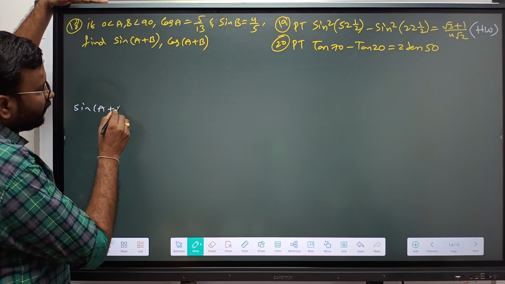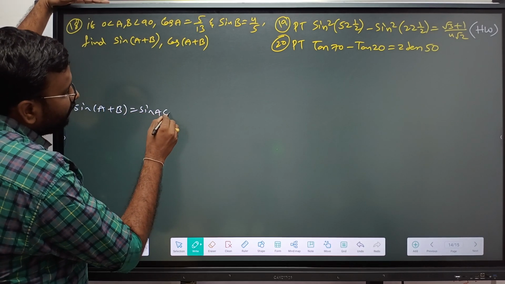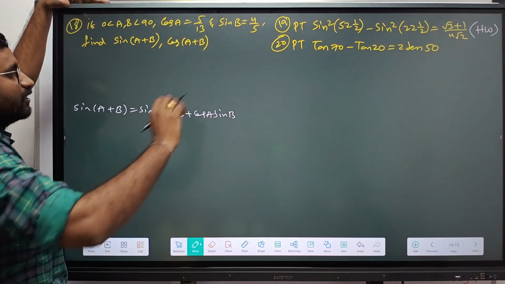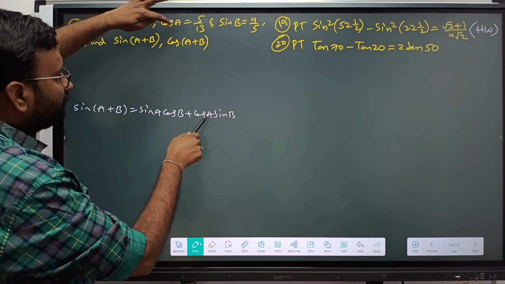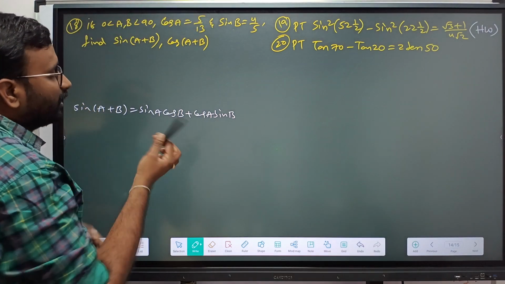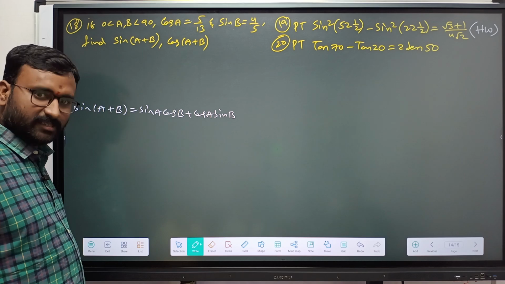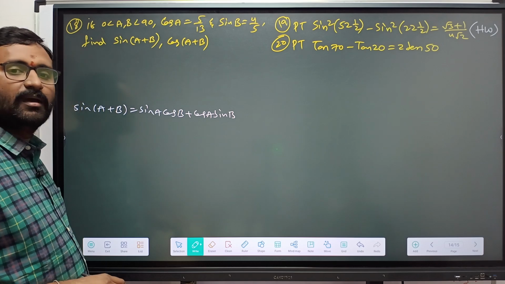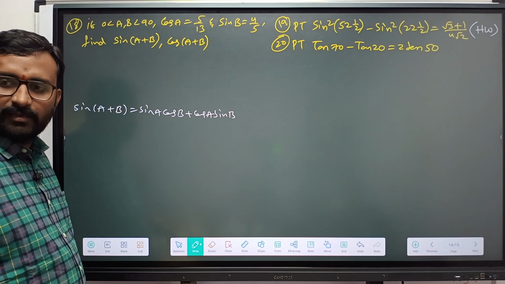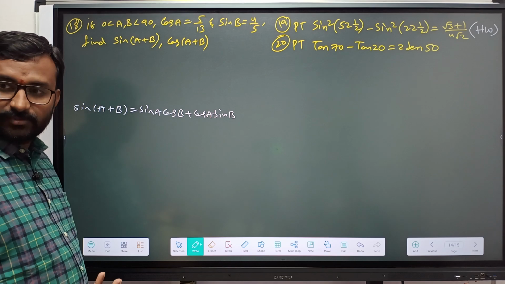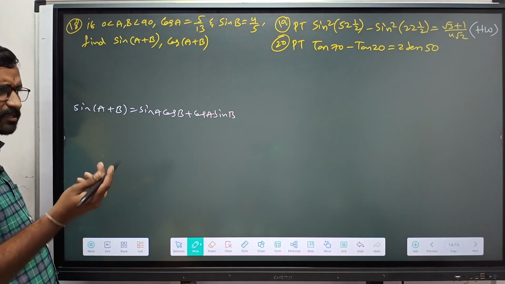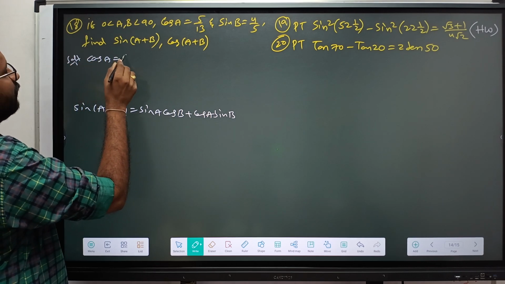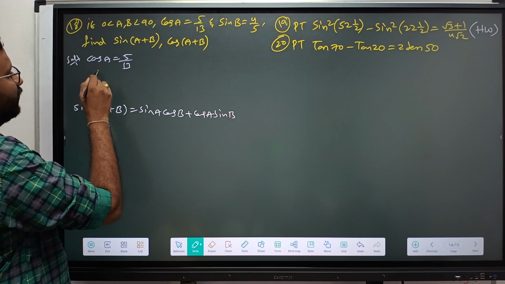Sin of A plus B is asked, which is equal to sin A cos B plus cos A sin B. Is sin A, cos B given? Cos A is given, sin B is given, but sin A and cos B are not given. But we can find them. If one ratio is given, we can find all remaining ratios by using Pythagoras theorem, or you can use the trigonometric ratio formulas. So solution: what is cos A given? 5 by 13.